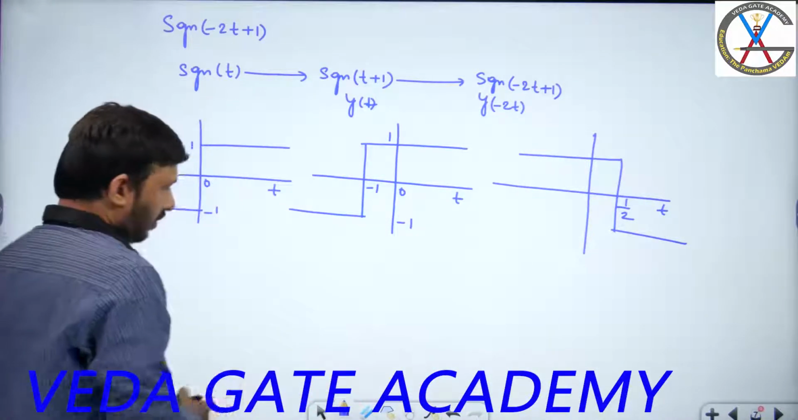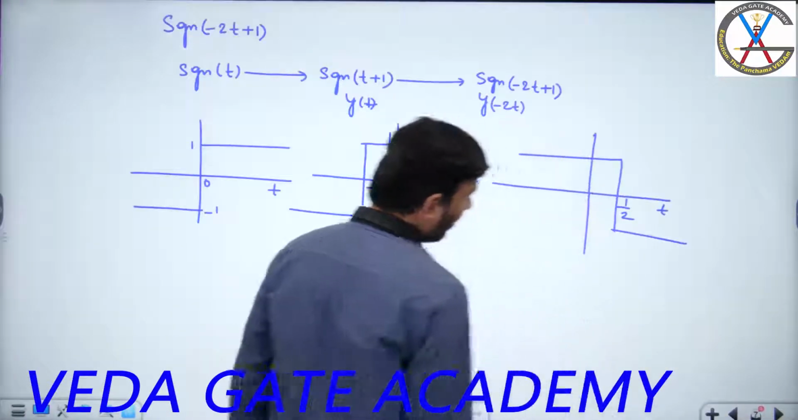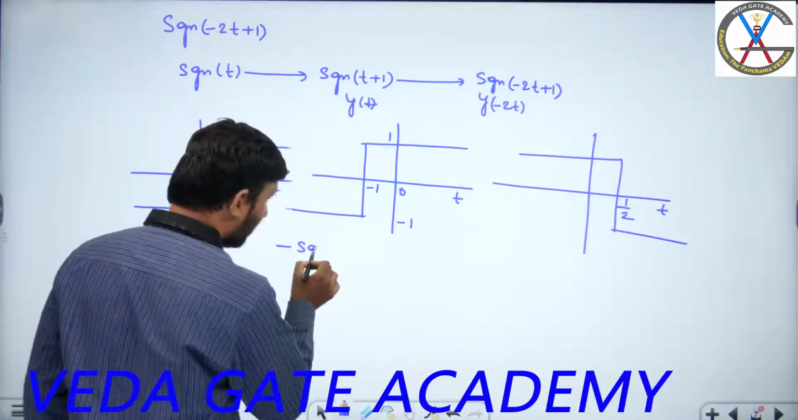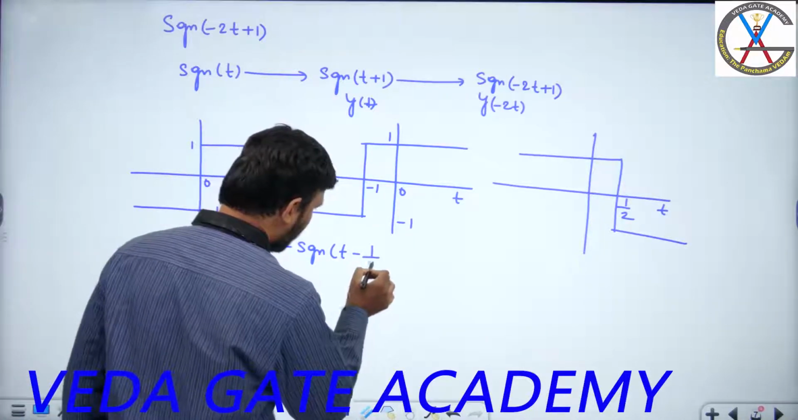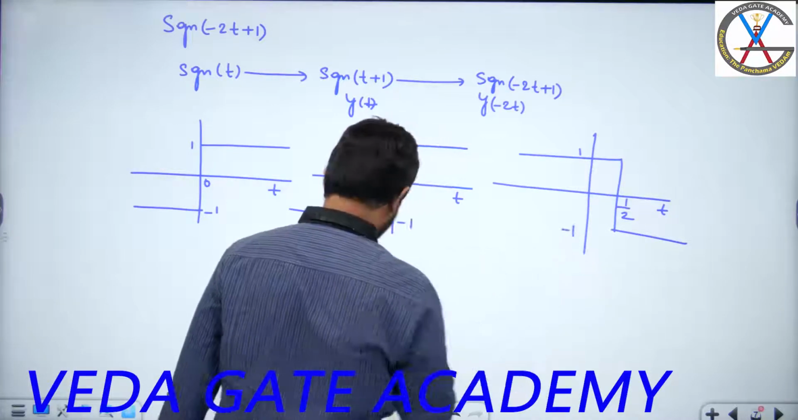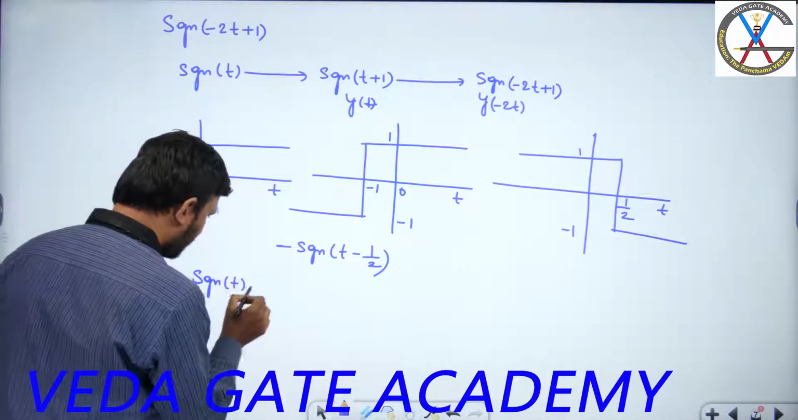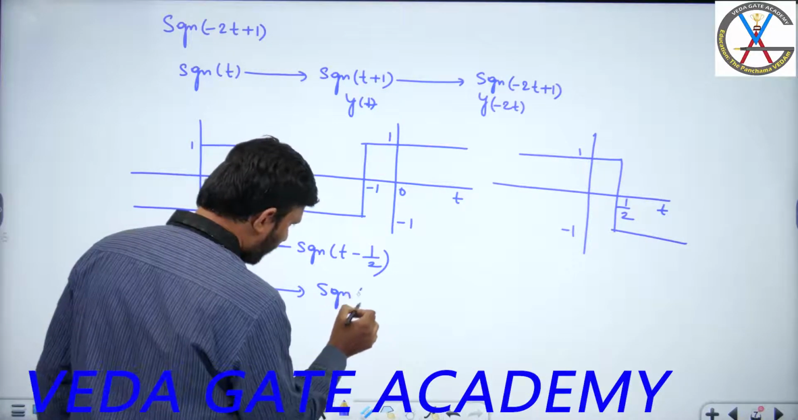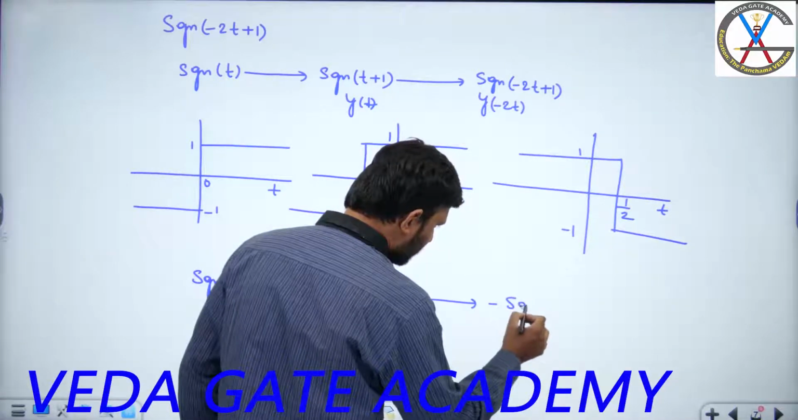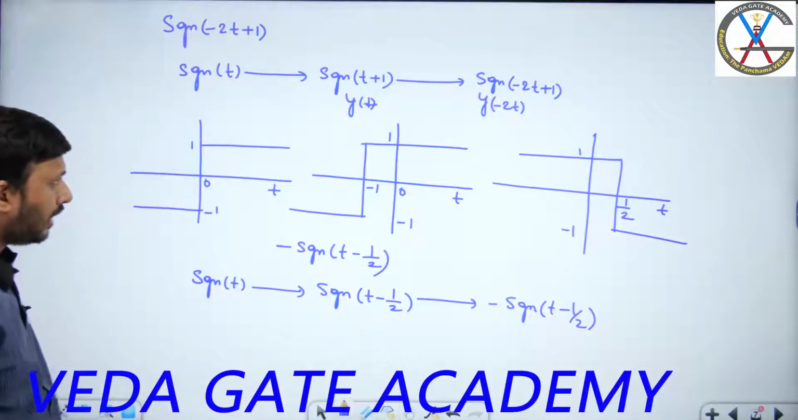Now, we must see whether this is equal to minus signum of t minus 1/2 or not. Okay, let's verify. Let's draw minus signum of t minus 1/2. From this only, directly we can say, but let's draw. So signum t is there with us. Go to signum of t minus 1/2, then minus signum of t minus 1/2. So what will happen?